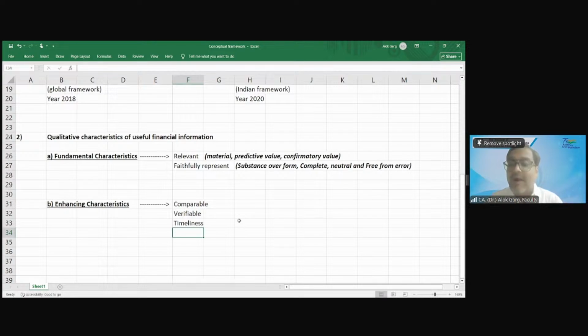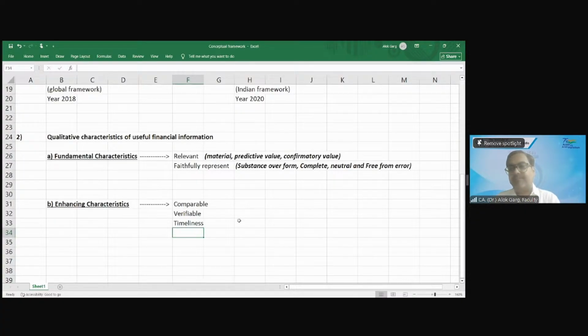So why has SEBI given these timelines? Because these are the listed companies and users require the latest information. The year end financial statement will come after a year. So for the first quarter, 30th June, you need to file your financial results by 14th of August. For 30th September, by 14th of November. For 31st December, by 14th of February. For 31st March, by 31st of May. Right? So comparable, verifiable, timeliness.